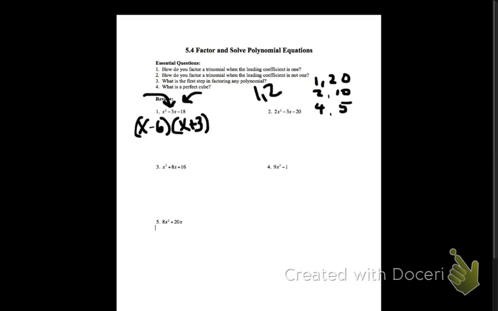When I set up my parentheses this time, I have to put factors of my first term in the first 2 spots, factors of my last term in the second 2 spots. When I do this, we talked about the 2 numbers that are closest together. It's not always 100% accurate, but let's start with those. So let's try 4 and 5.